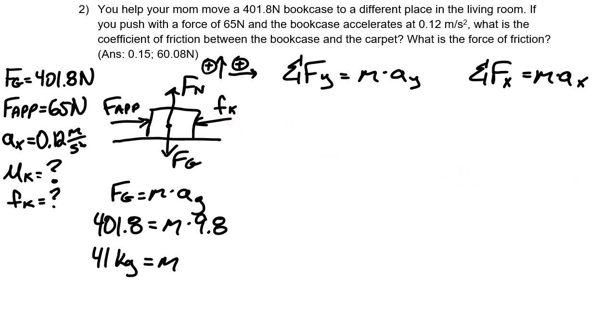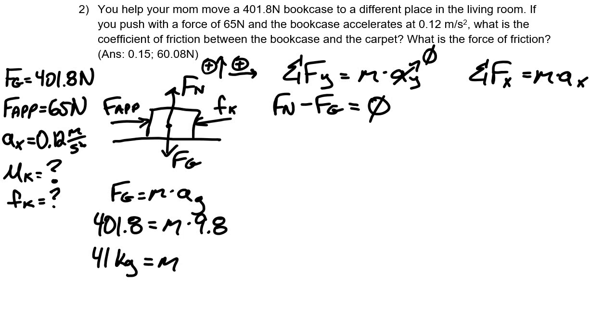Okay, so where are all the forces going up and down? Well, all the forces going up is just the normal force, minus all the forces going down. Is the object moving up or down at all? No. So therefore, the acceleration in the y direction is equal to 0. 0 times any number gives us 0.